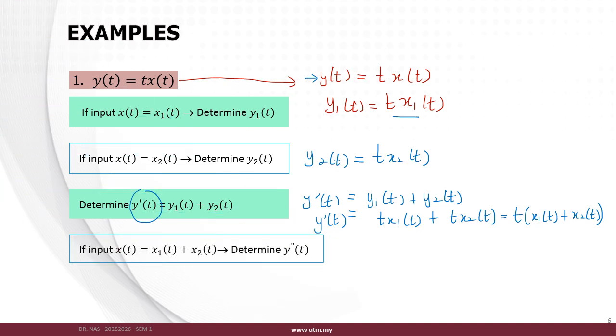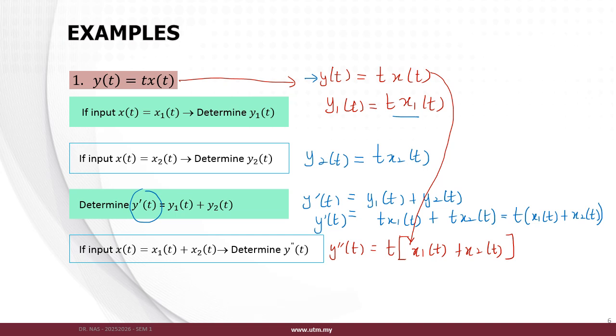Okay, next step, determine y double prime(t) if the input now is x1(t) plus x2(t). So y double prime(t) equals t times, now your input x(t) becomes x1(t) plus x2(t). So x1(t) plus x2(t).